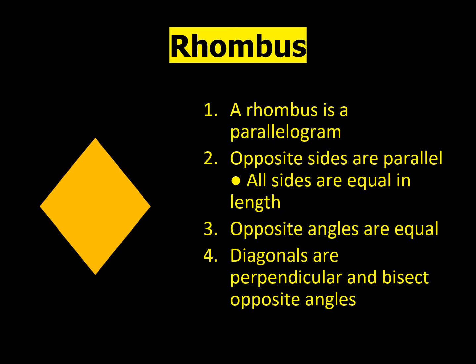We have also the rhombus. A rhombus is a parallelogram. It has opposite sides that are parallel. All sides are equal in length. We have also opposite angles are equal, and the diagonals are perpendicular and bisect opposite angles.